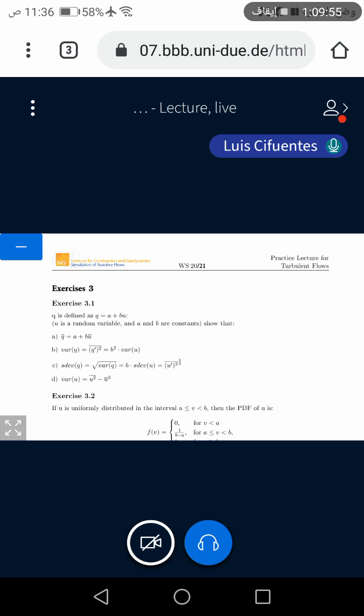Let's start with this first exercise. What we have here is this equation, and they say that Q is defined as this equation. And U is a random variable, A and B are constants. And we should demonstrate that A, B, C, and D.